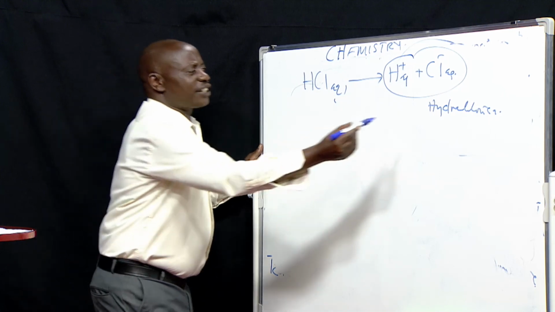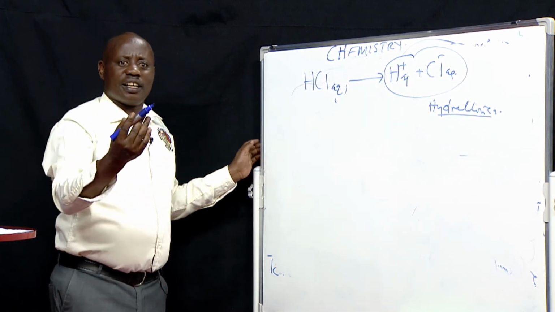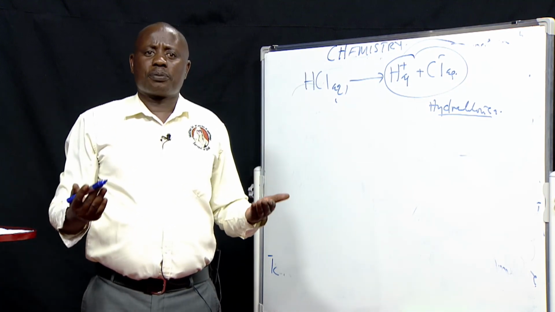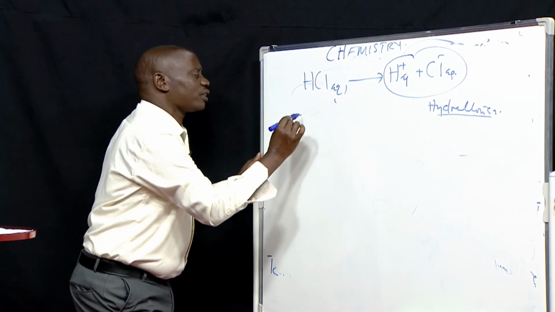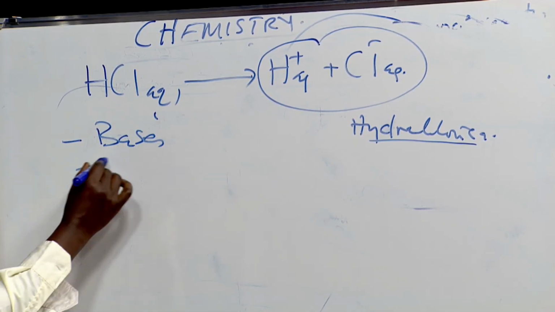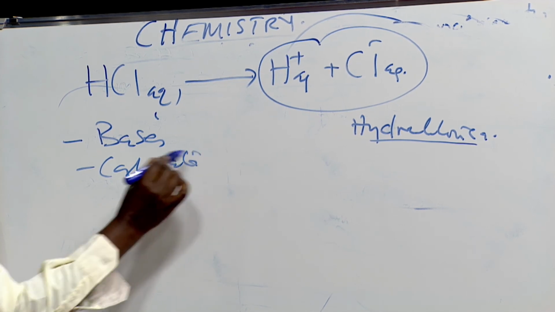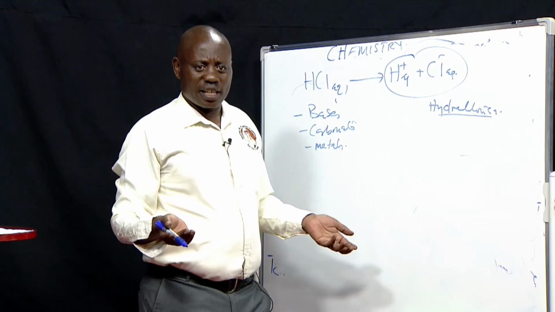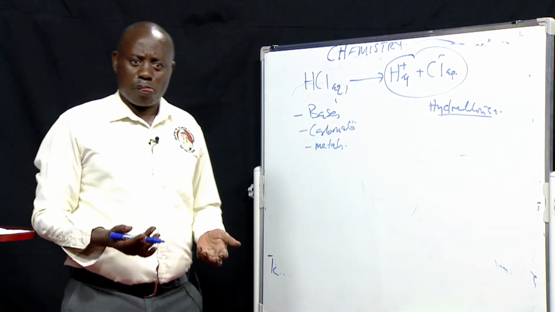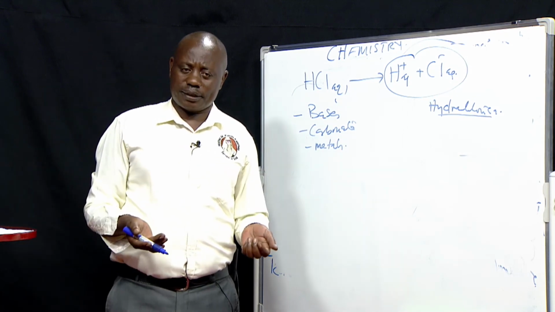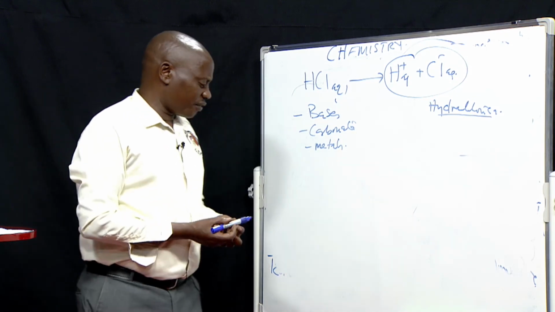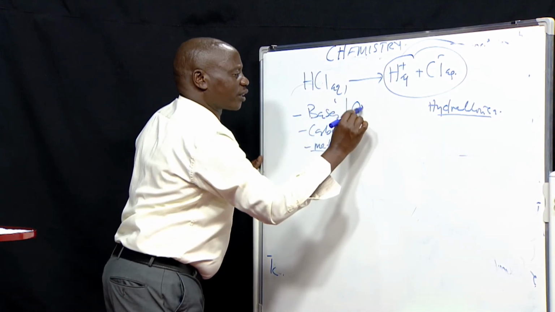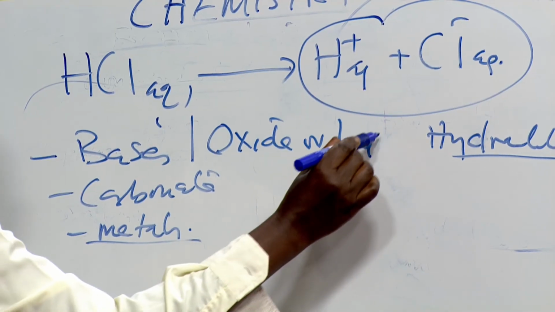What happens now? Hydrochloric acid, like any other aqueous acid, turns blue litmus paper red. It turns blue litmus paper red and reacts with bases, carbonates, and metals. These metals must be higher in the activity series. They must be above hydrogen. Now, with bases, we mean either oxide or hydroxide.